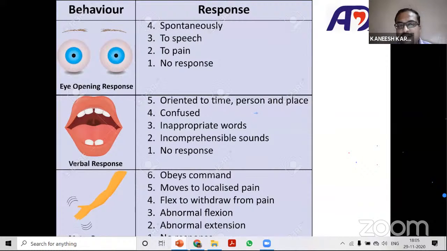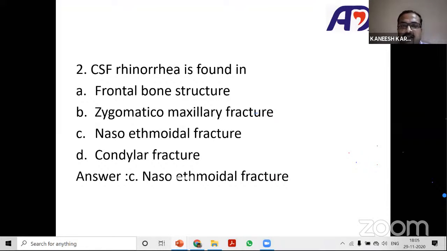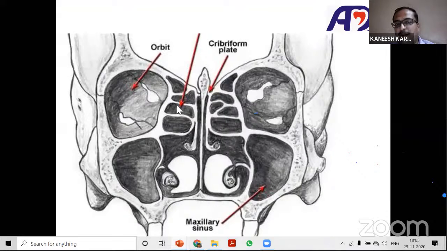Okay. CSF rhinorrhea is found in, yes, it is from the nasoethmoidal fracture. If there is a fracture of the cribriform plate of the ethmoid, then there is leak of the CSF from the brain to the nose. So the patient will have CSF rhinorrhea.